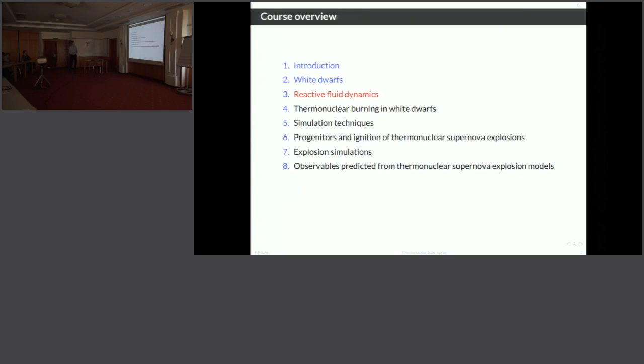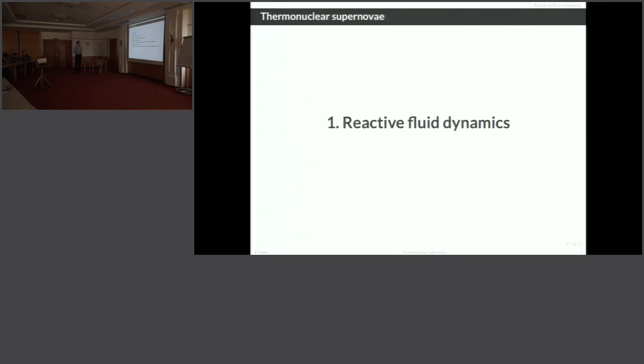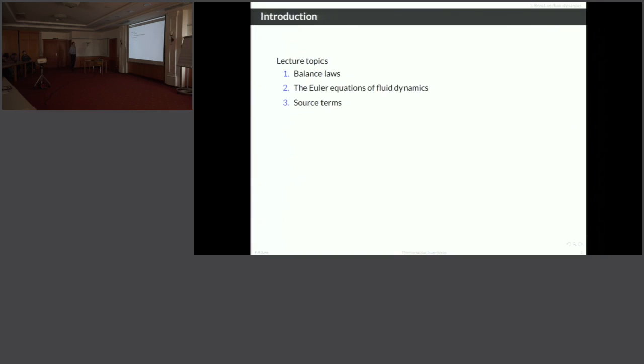So this is a lecture about reactive fluid dynamics. Probably some of you already know fluid dynamics quite well, others maybe don't. So I will start again from the basics and explain what the equations of fluid dynamics are, how they are derived and what they actually mean. And then we will specify the ingredients we additionally need in order to use them to model thermonuclear explosions of white dwarfs. Okay, so this is, it's not the first lecture, I forgot to set up the new number here, but anyway, this is the lecture on reactive fluid dynamics.